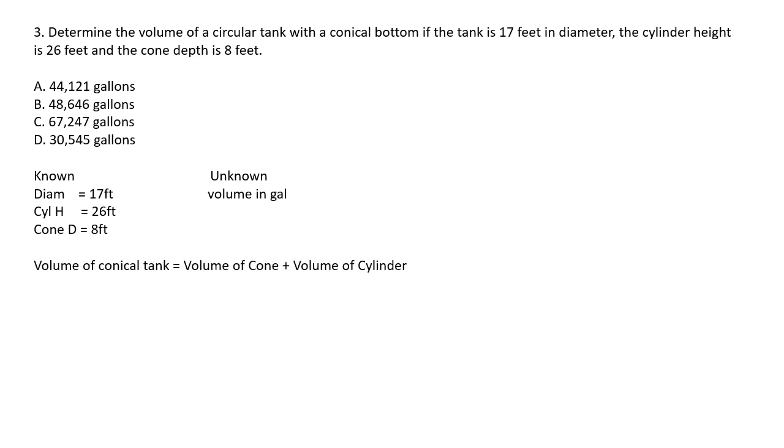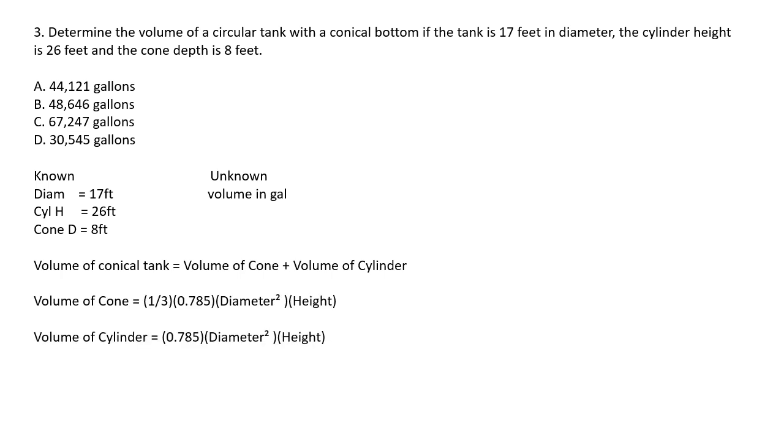So the volume of a conical tank is equal to the volume of the cone plus the volume of the cylinder. The volume of a cone is 1/3 times 0.785 times diameter squared times the height. And the volume of a cylinder, when given diameter, is 0.785 times diameter squared times height. And remember, when solving for volume in water treatment, everything must be in feet because our answer will be in cubic feet. Our units of measurement are already in feet, so we can go ahead and plug these into our formula.